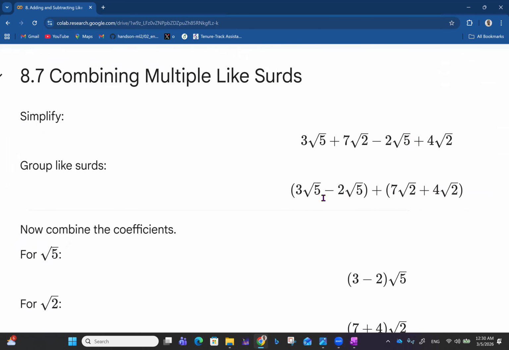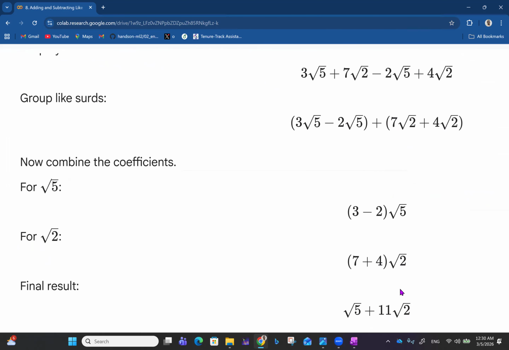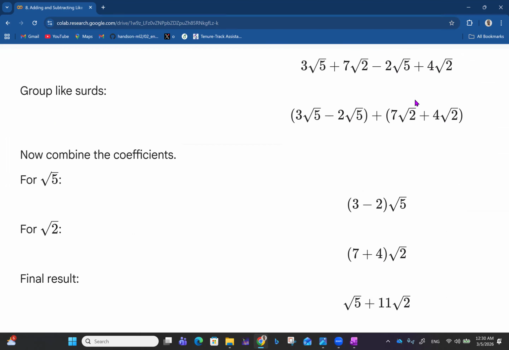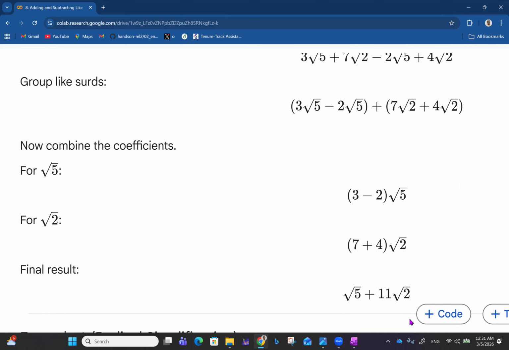Then, just like we know, to add or subtract, you just add or subtract the coefficients. So you have 3 minus 2 root 5, and then 7 plus 4. At the end of the day, 3 minus 2 is 1, and 1 times root 5 is root 5. 7 plus 4 root 2 is 11 root 2. So all these multiple radical surds you can combine together to get root 5 plus 11 root 2. And you can't simplify further because the radicals are different.